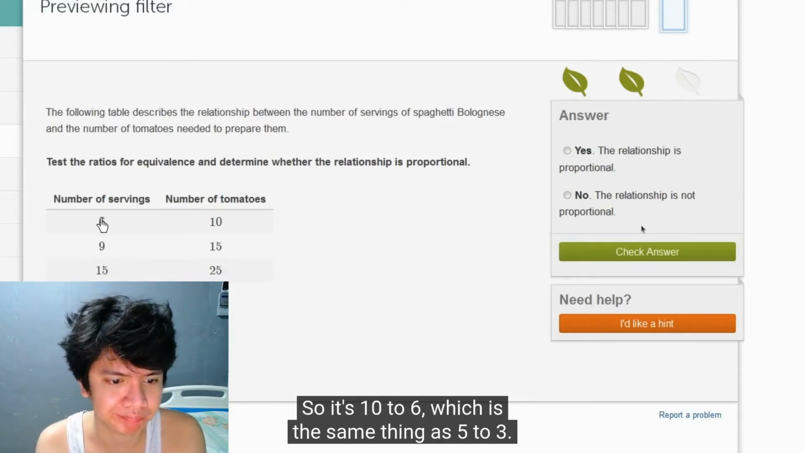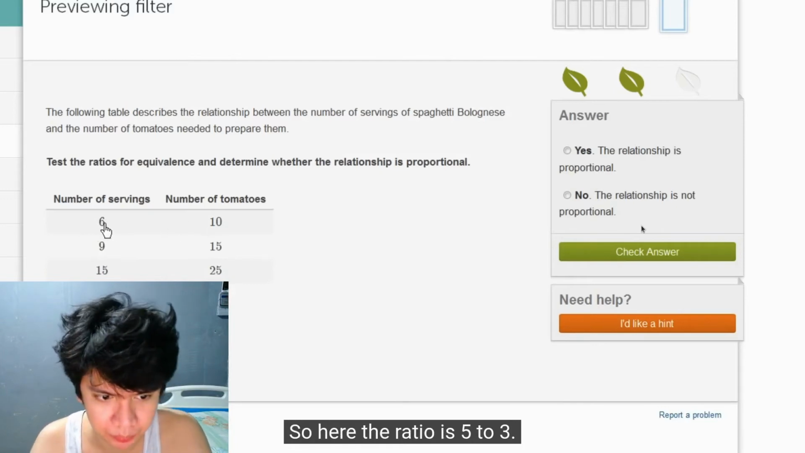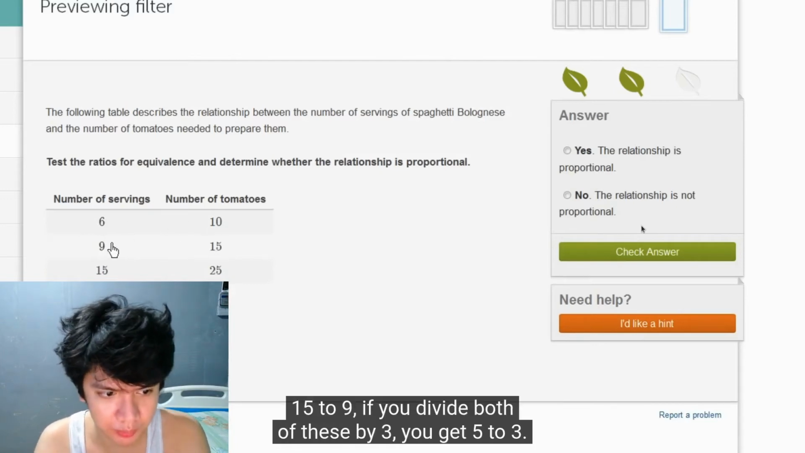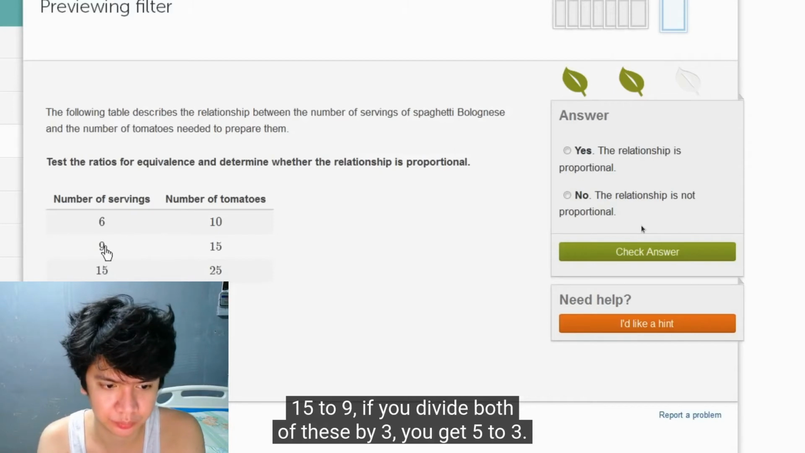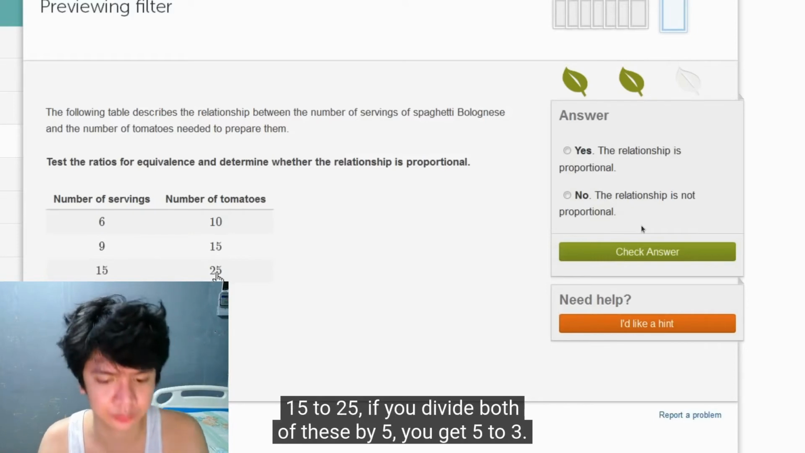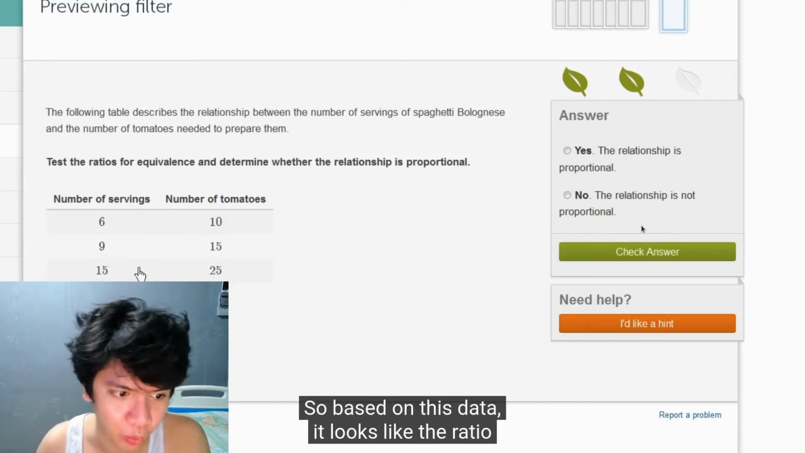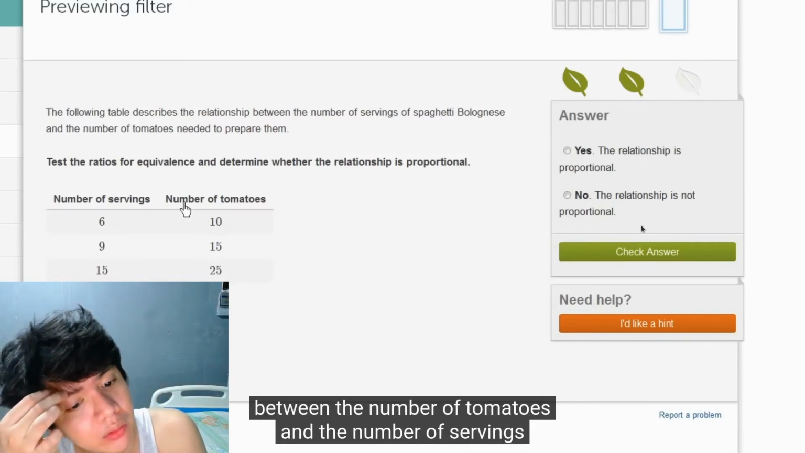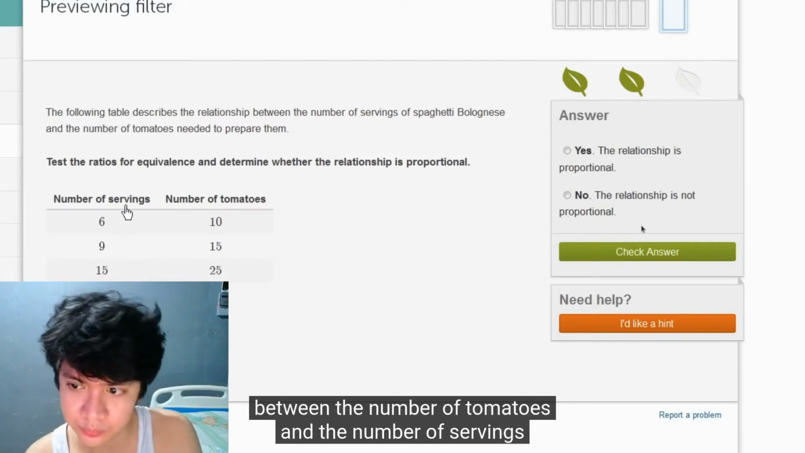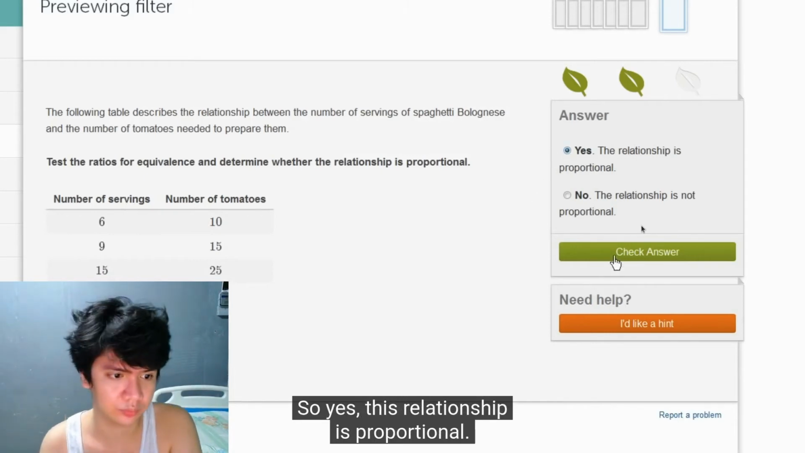So it's 10 to 6, which is the same thing as 5 to 3. So here the ratio is 5 to 3. It's 15 to 9. If you divide both of these by 3, you get 5 to 3, so it's the same ratio. 15 to 25, if you divide both of these by 5, you get 5 to 3. Wow. So based on this data, it looks like the ratio between the number of tomatoes and the number of servings is always constant. So yes, this relationship is proportional.